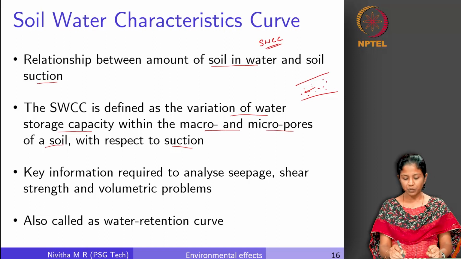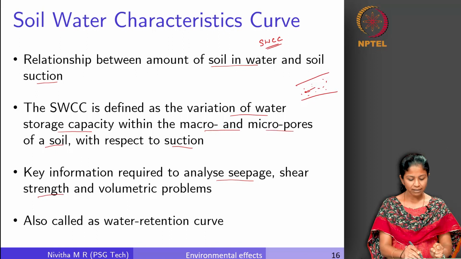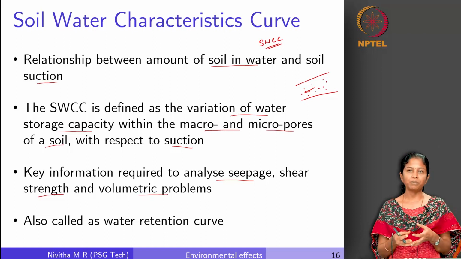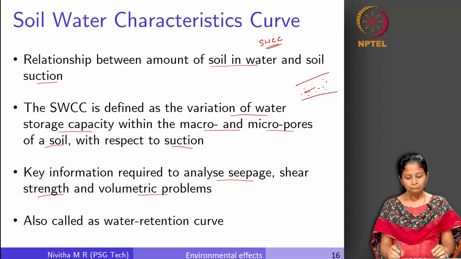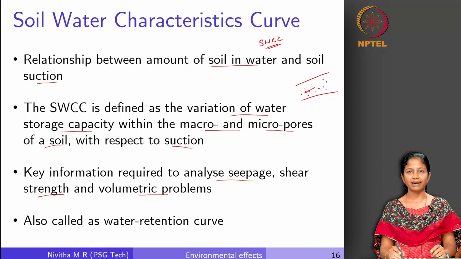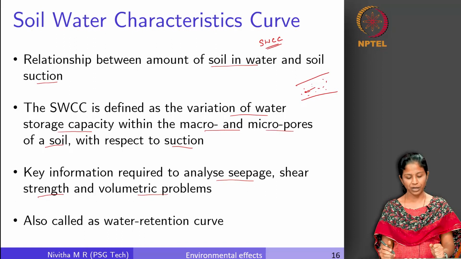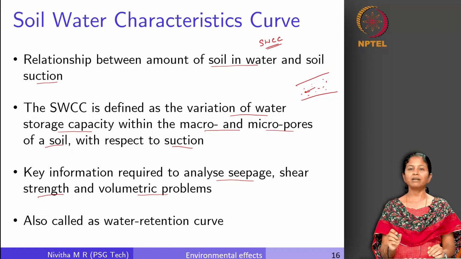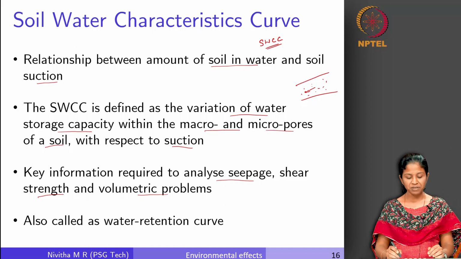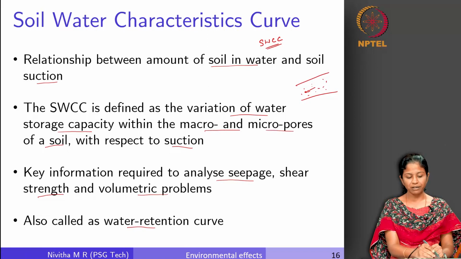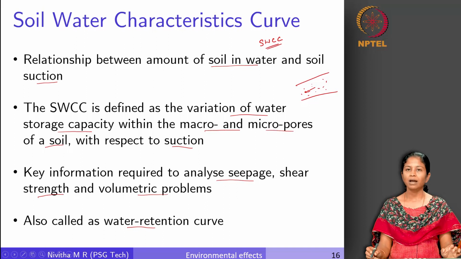Ultimately, it is key information required to analyze seepage, shear strength and volumetric problems. It basically says how much water the soil is able to absorb and how much of the absorbed water it is able to retain in the pores. This is what influences the seepage characteristics in a soil. Similarly, depending upon the moisture content that it is able to retain, the shear strength of the soil is going to vary. It also influences the volumetric aspects of the soil. That is why this information is considered sufficient for representing the moisture aspects of soil. In some studies, it is also called a water retention curve, because it quantifies the storage capacity within the pores.